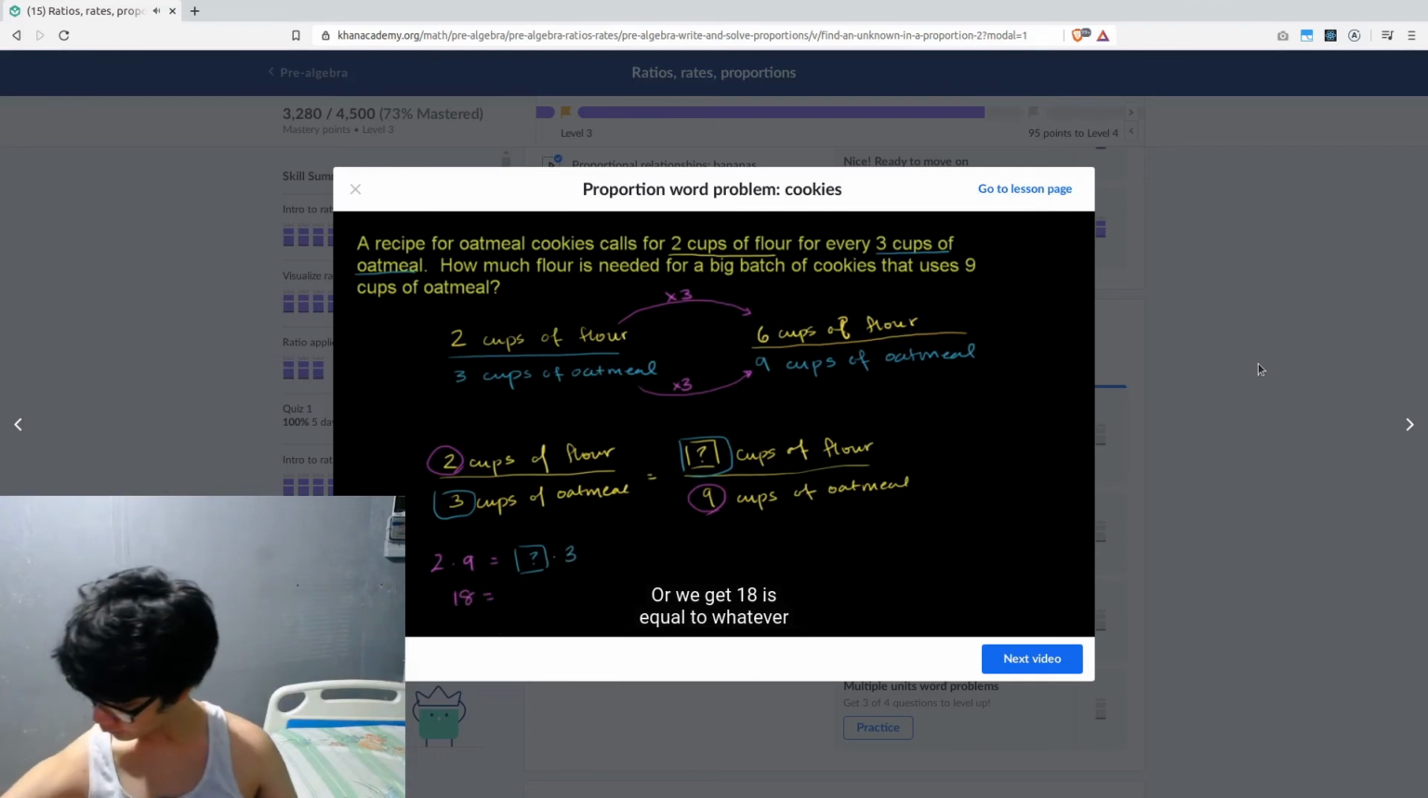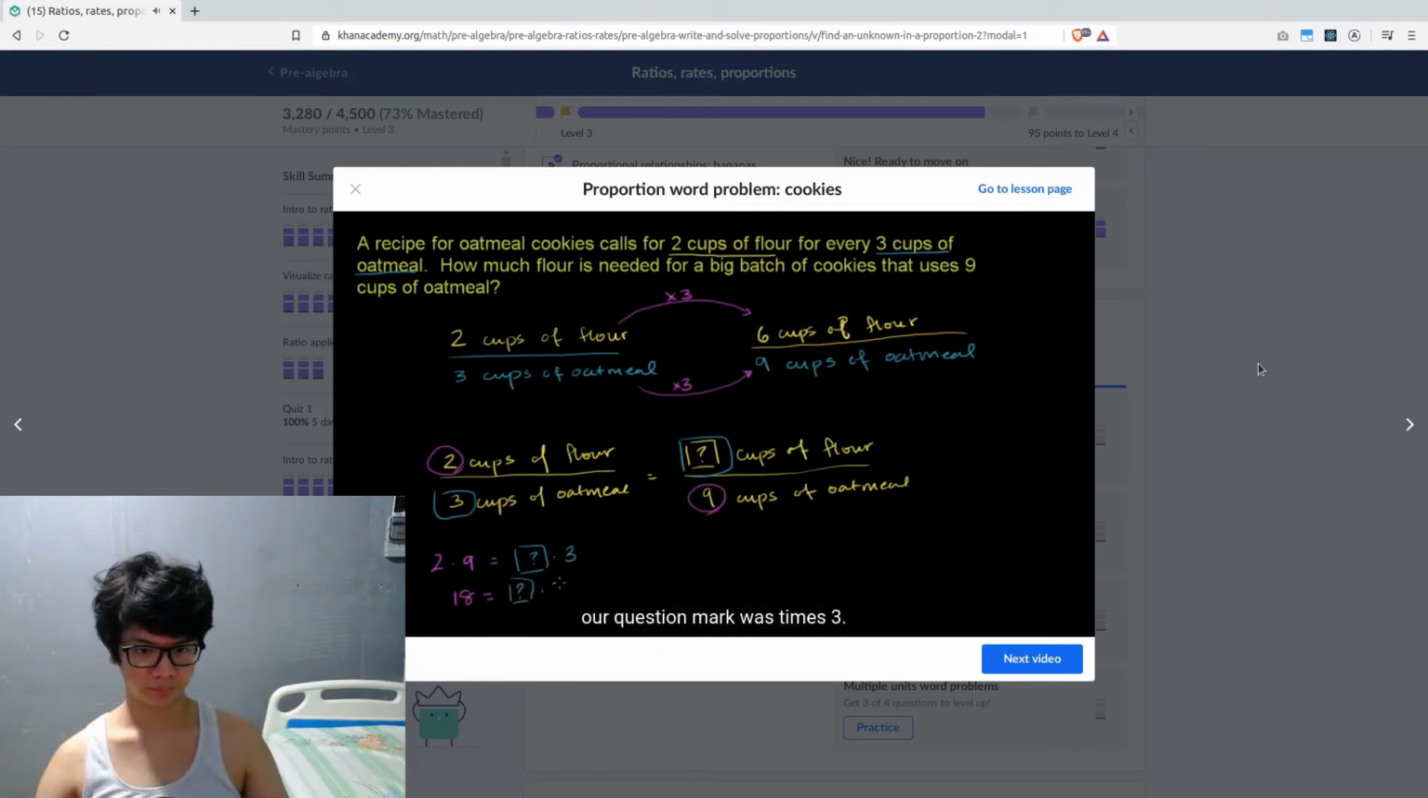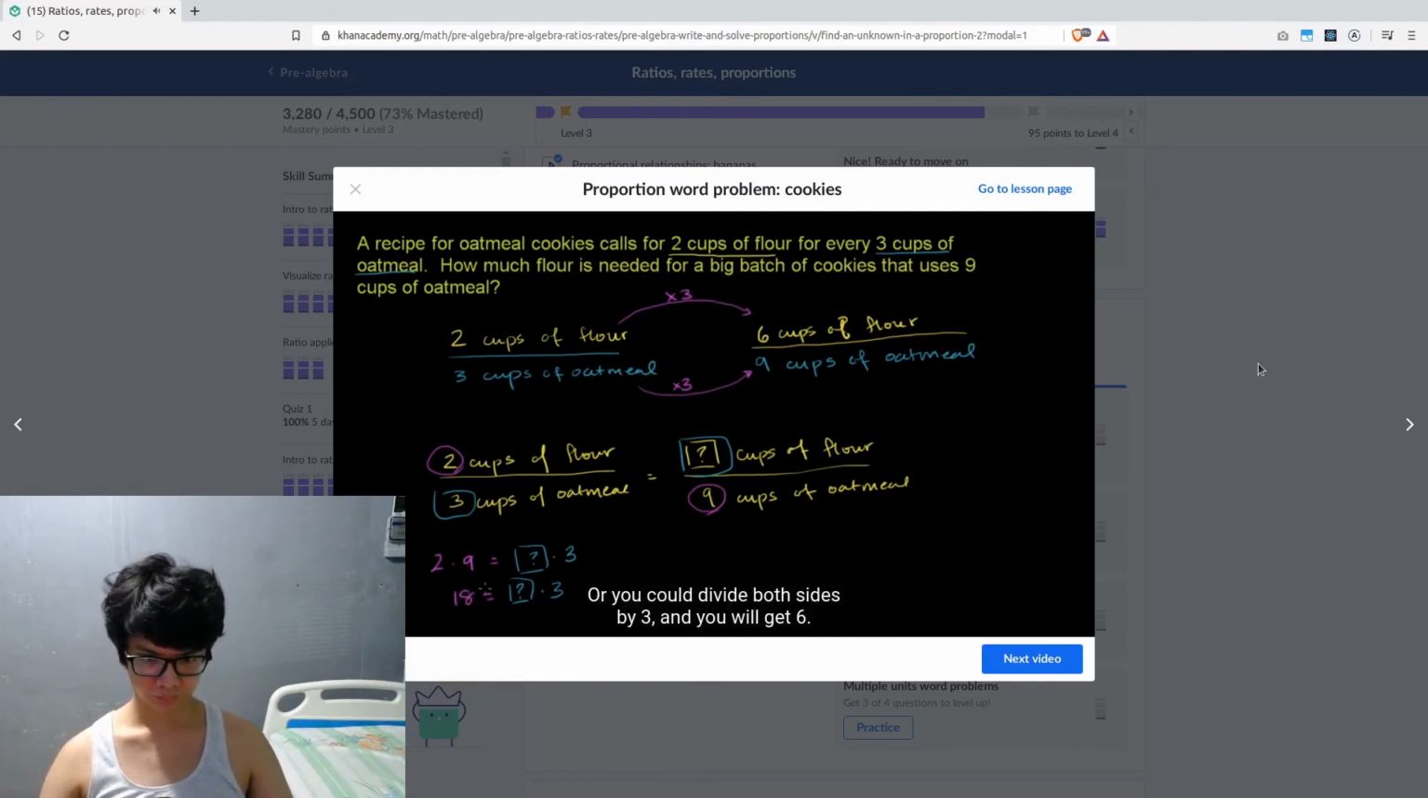is equal to whatever our question mark was, times 3. So the number of cups of flour we need to use times 3 needs to be equal to 18. What times 3 is equal to 18? You might be thinking in your head. That is 6. Or you can divide it by 3 and you will get 6. So we get the question mark in a box needs to be equal to 6 cups of flour.